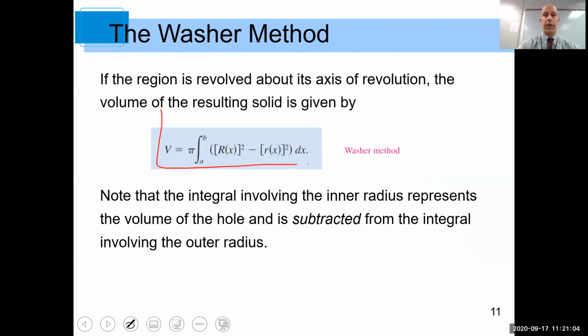So here's our general formula for the washer method. The washer method, with respect to the x-axis, is pi times the integral from a to b of big R squared minus little r squared dx.